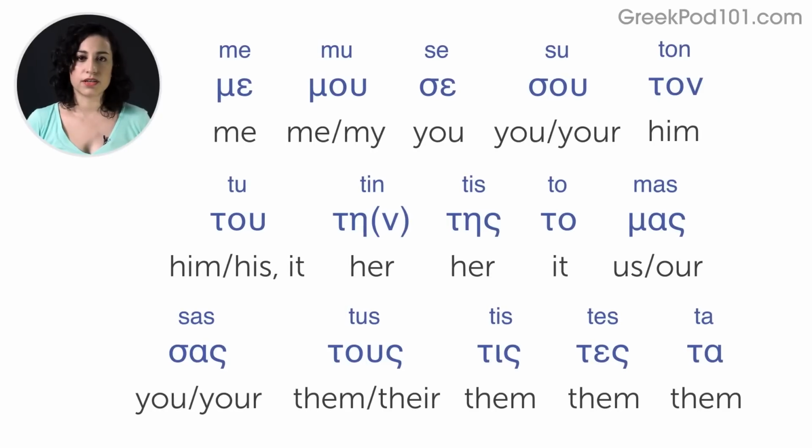In modern Greek, those are the weak forms of the personal and possessive pronouns, such as me, mu, se, su, ton, tu, tin, tis, to, mas, sas, tus, tis, tes, and ta. Although these monosyllabic pronouns normally don't get an accent mark in written speech, except for some special cases that we mentioned in our previous video, we do stress them in oral speech. When these words cause enclisis, their stress moves to the last syllable of the word before them.